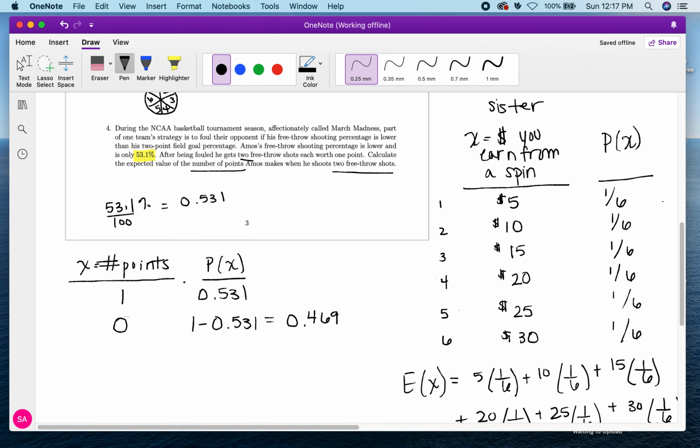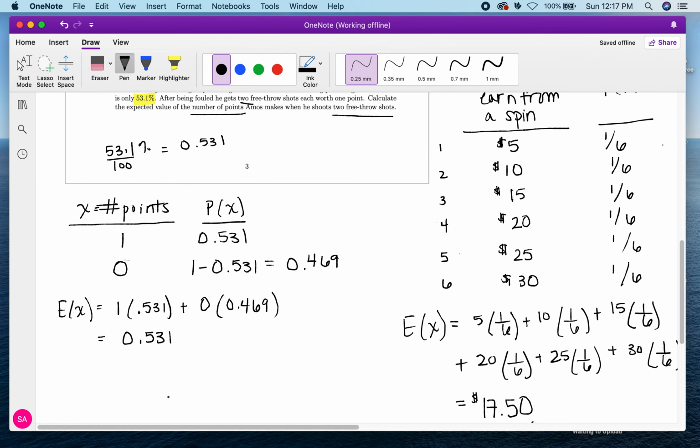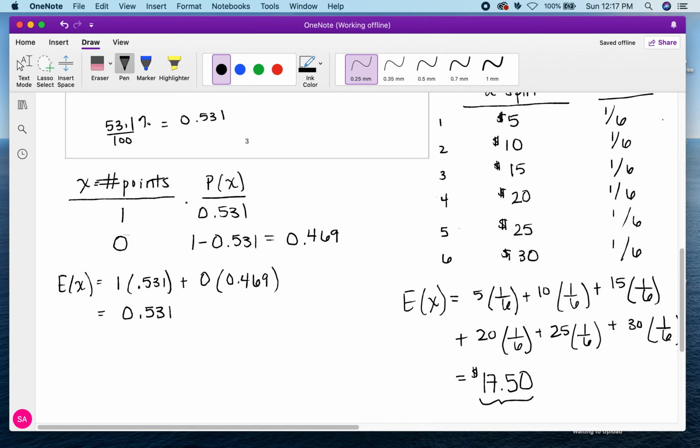So now let's look at the expected value. If he makes the shot, he gets 1 point. The probability of that is 0.531. And then we add that to him getting 0 points. The probability of that is 0.469. Now when you simplify this, we get 0.531. Exactly what we started with, kind of, with his probability of scoring 1 point.